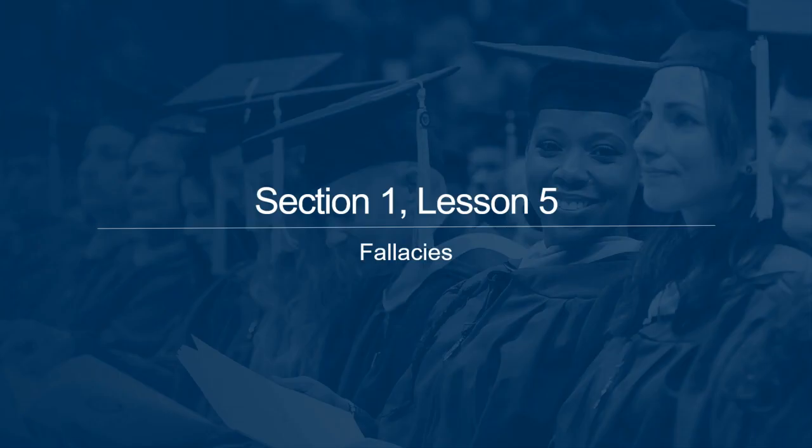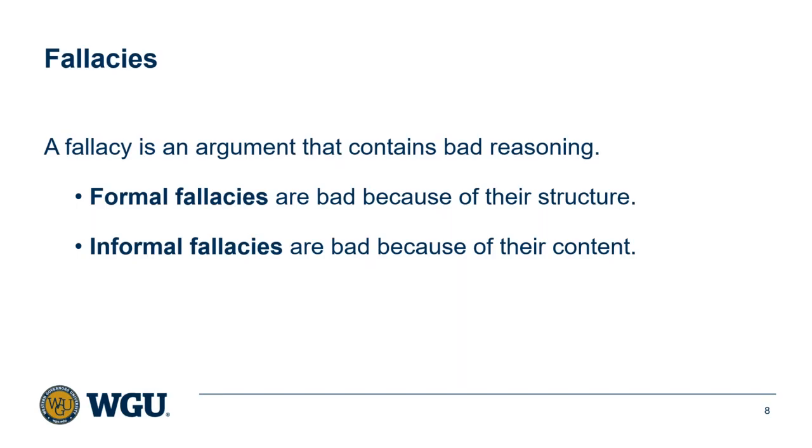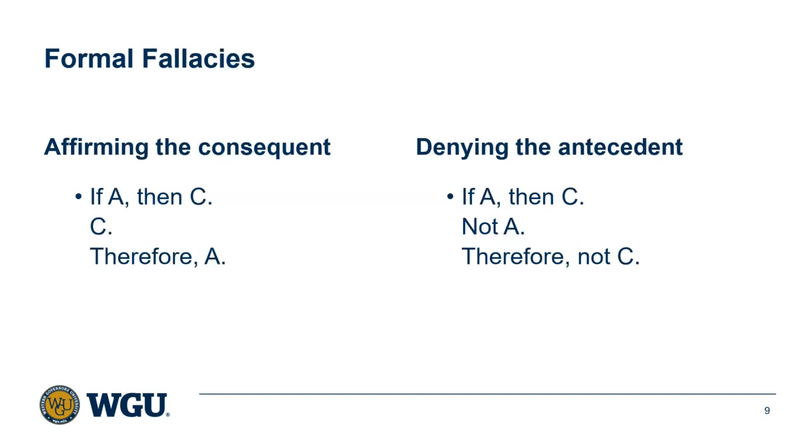Now let's look at some cases where errors or mistakes in reasoning occur. There are certain types of these errors that are so common that they have special names. These are fallacies. A fallacy is an argument that contains bad reasoning. In this course, we divide fallacies into two groups, formal and informal. Formal fallacies occur in deductive reasoning, and they're bad because of their invalid structure. Informal fallacies occur in inductive reasoning, and they're bad because of their content. Here are two formal fallacies we learn about in this course.